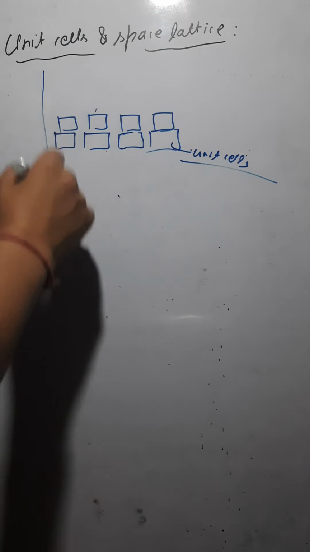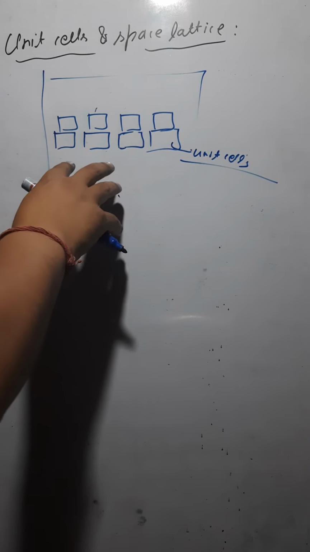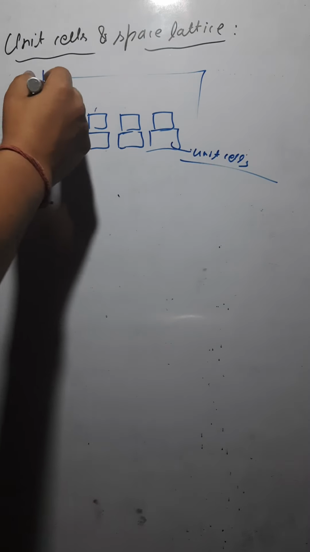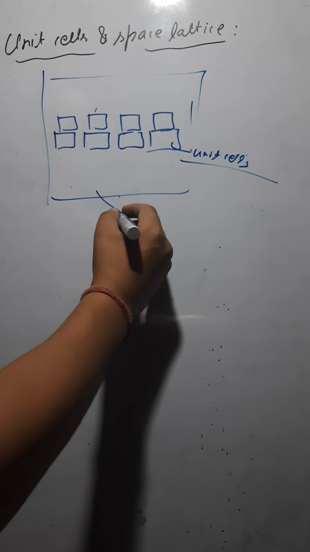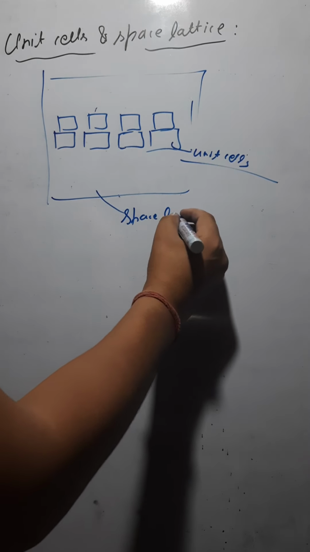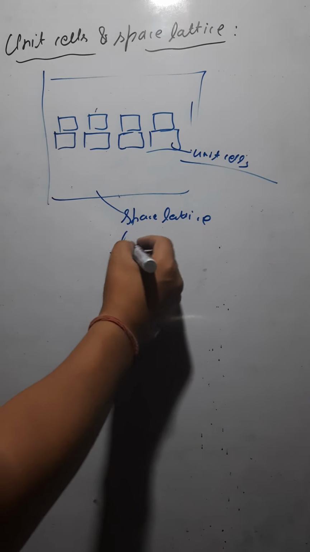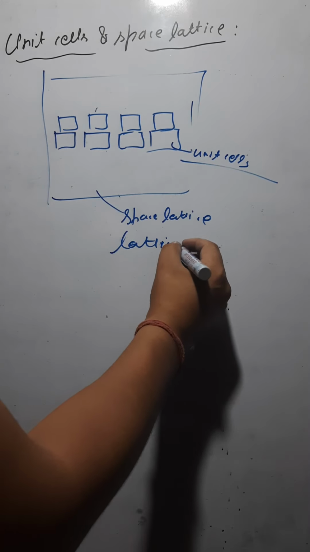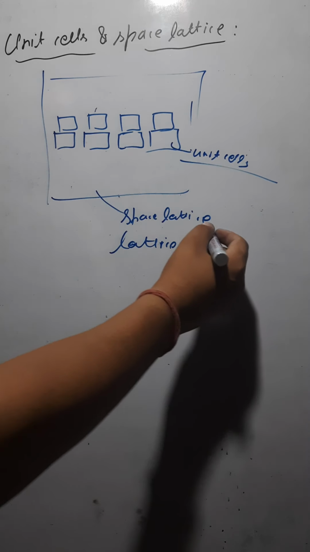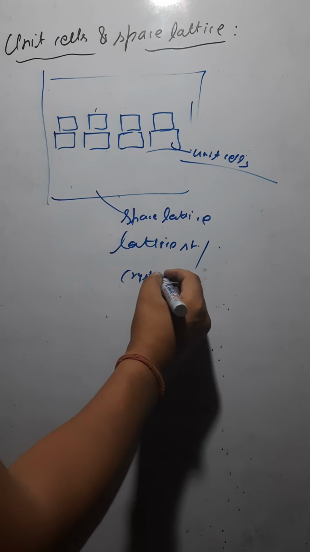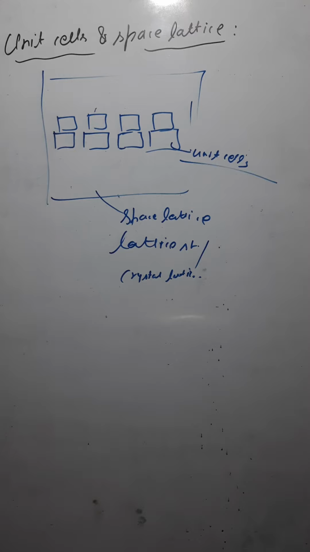And the big 3D structure which is formed by the joining of these unit cells again and again, we have a big solid structure here, and this structure is termed a space lattice. We call it a space lattice, or we can say a lattice structure also. Both are the same. Or we can say the crystal lattice. So this is how we can define the unit cells and the space lattice.